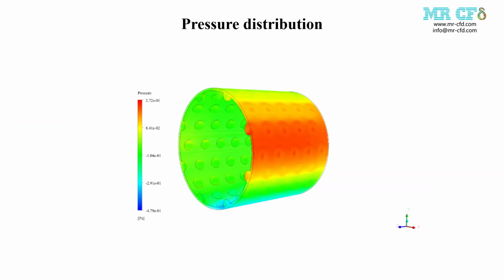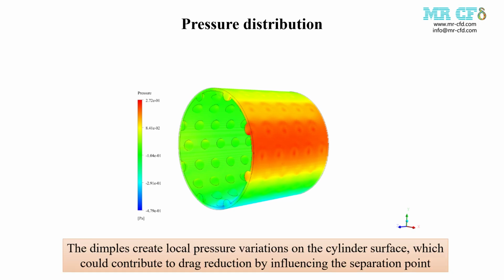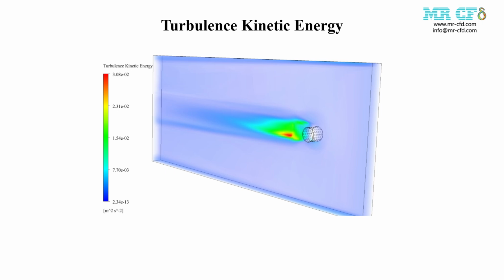The pressure contours reveal high pressure at the front face of the cylinder or a stagnation point, low pressure regions on the sides where flow accelerates, and a pressure recovery in the wake but not to the level of the upstream pressure. The dimples create local pressure variations on the cylinder surface, which could contribute to drag reduction by influencing the separation point. Let's take a look at turbulent kinetic energy contour.